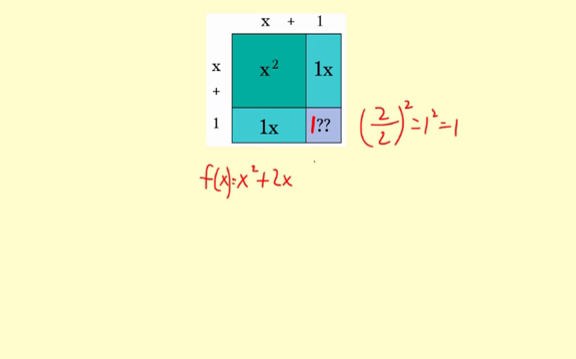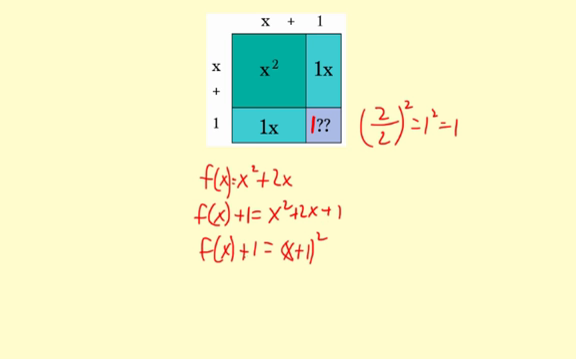So we can't just add 1 because that will change the value of the function. But what you can do is add 1 to both sides of the equation. So it's like f of x plus 1 equals x squared plus 2x plus 1. And then you can write this as the binomial squared. So it's going to be f of x plus 1 equals (x plus 1) squared. And that is the binomial squared for this perfect square trinomial x squared plus 2x plus 1.